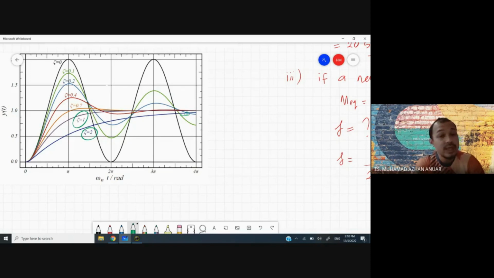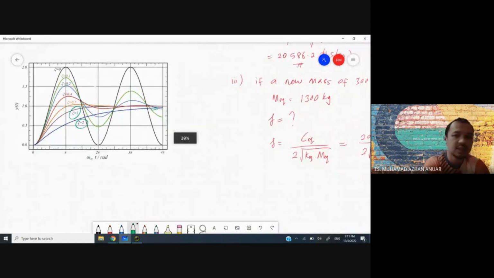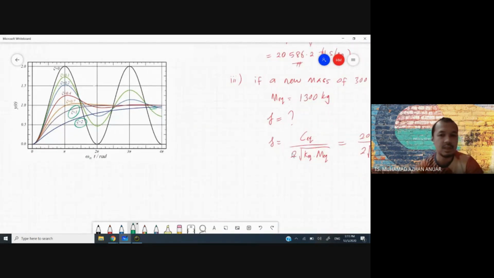But if you decrease the zeta to less than 1, the system will start to oscillate, and the more you decrease the zeta, the more the system will oscillate. So the amplitude will be a bit higher. For this case, the zeta is reduced, so the amplitude will be higher, and the time for the system to return to the equilibrium position will be longer. That's the discussion that you can put in this particular question.